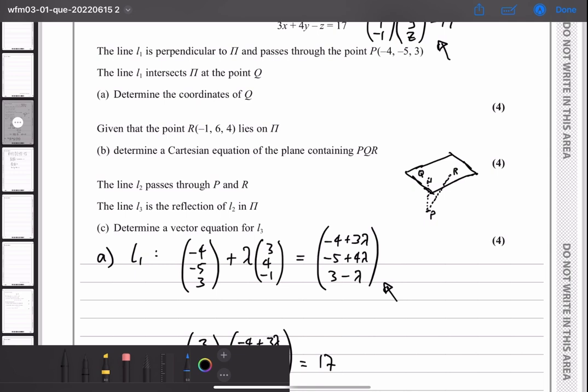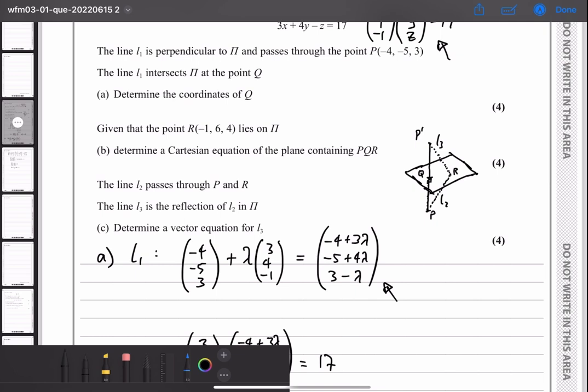Line 3 is a reflection of this in this plane, so we get, we call it P prime up here. R is obviously still the same because it's on the plane of reflection. So this is L2 and this is L3. Do we know P prime? Yes, we can know P prime because we know P to Q, we know this vector here, and because it's perpendicular, we just add on another one of those same vectors and it will take us to P prime. So we can get to P prime.